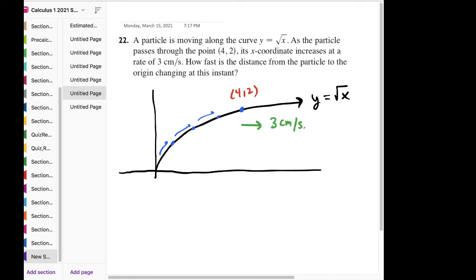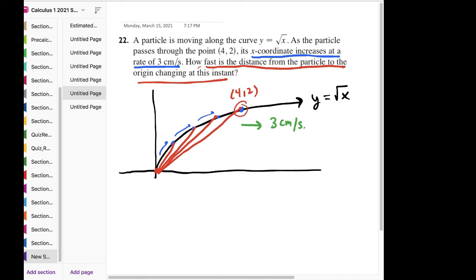Okay, so here are probably the most key words here. X coordinate increases at a rate of 3 centimeters per second. And how fast is the distance to the origin? Okay, so let's think about distances from the origin. That's these lines. These lines are increasing as the particle is moving. So the question is, what's happening here? What is d? We don't know this, right? How much is this changing?